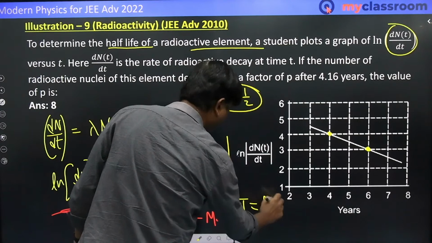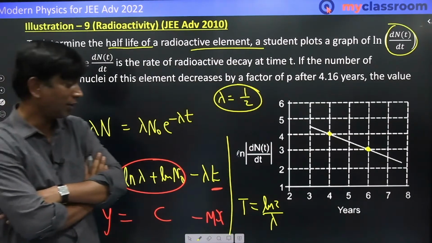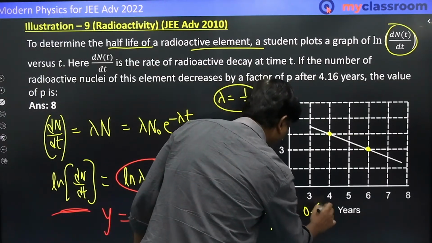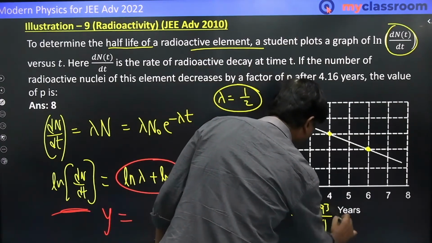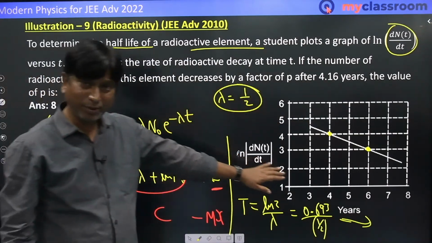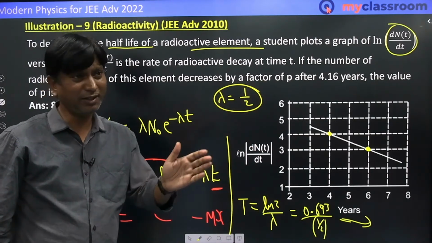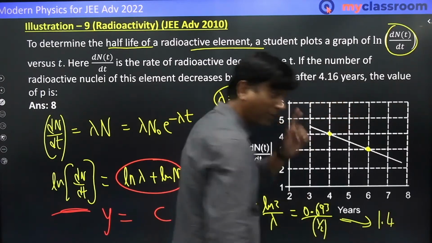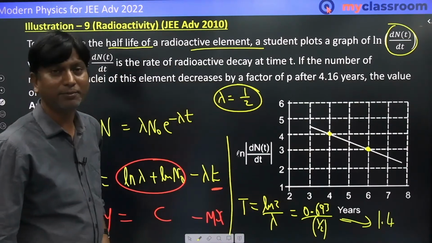Once you get lambda as 1 by 2, let us calculate T half. We know that half-life period is nothing but ln 2 by lambda. ln 2 is 0.693, and lambda is already 1 by 2. So roughly, even if you take 0.7 into 2, that is 1.4, so slightly less than 1.4. Take it as 1.4 in the mind, slightly less than 1.4. That is the T half.